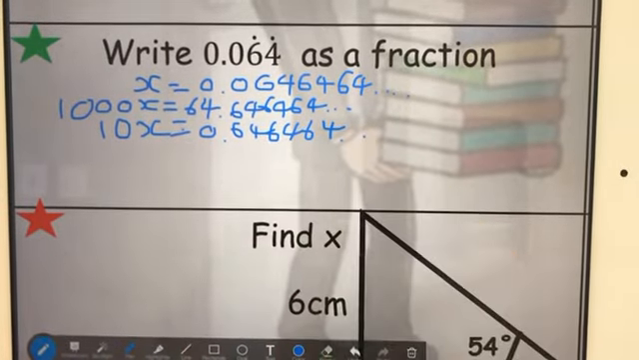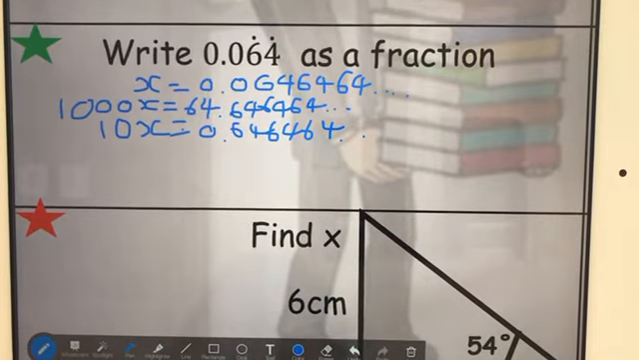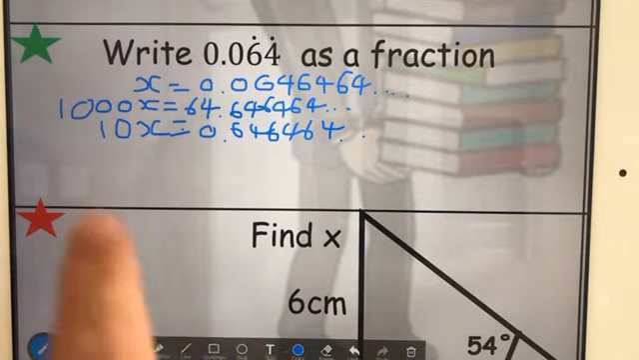0.646464. What's the matter? Sorry, the dog's making weird noises.